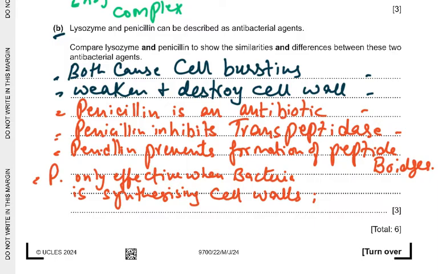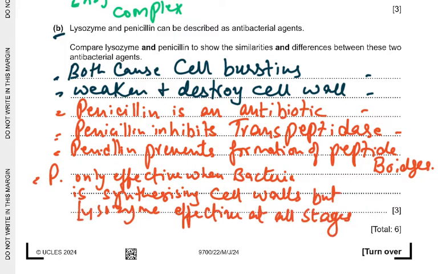So penicillin is an antibiotic. Lysozyme is a protein. You could have written that. Penicillin inhibits transpeptidase, an enzyme, and penicillin prevents the formation of peptide bridges. Penicillin is only effective when the bacteria is synthesizing cell walls, that is when the bacteria is growing. But lysozyme is effective at all stages.